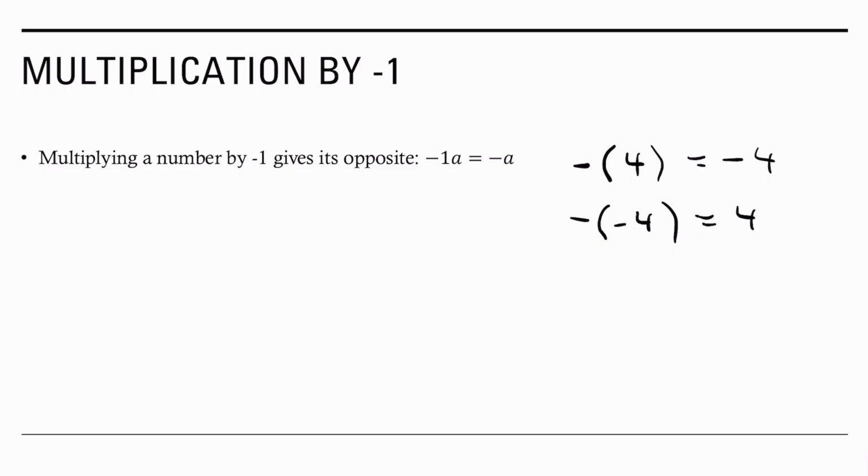This should kind of explain to you, if we have negative 3 times negative 4, what this is really saying is that we're saying 3 times negative 4 and then take the opposite of that, which would be a positive, right? And so we get 12.